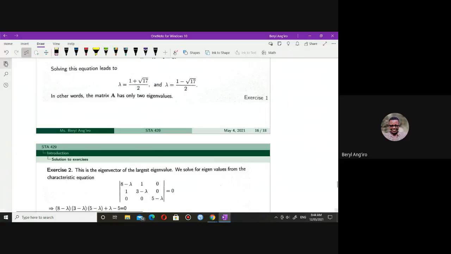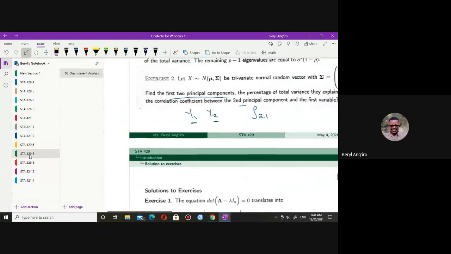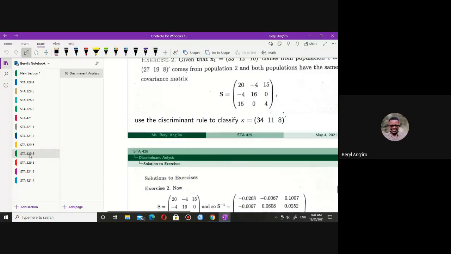Okay, if there is none, then we can move to discriminant analysis.